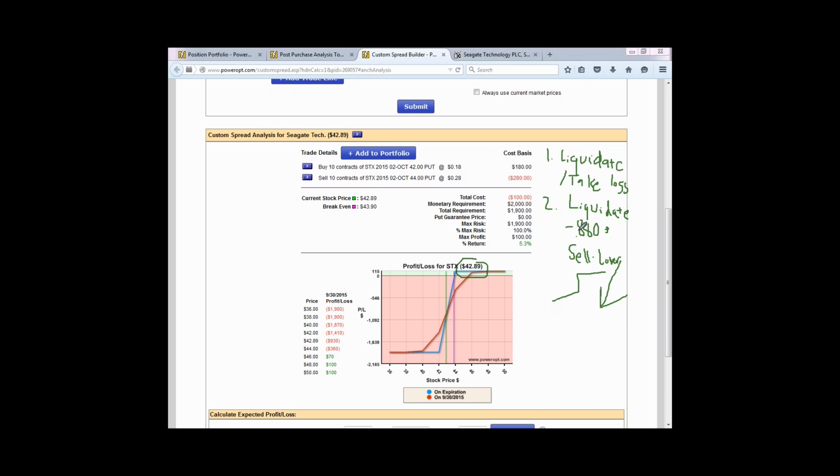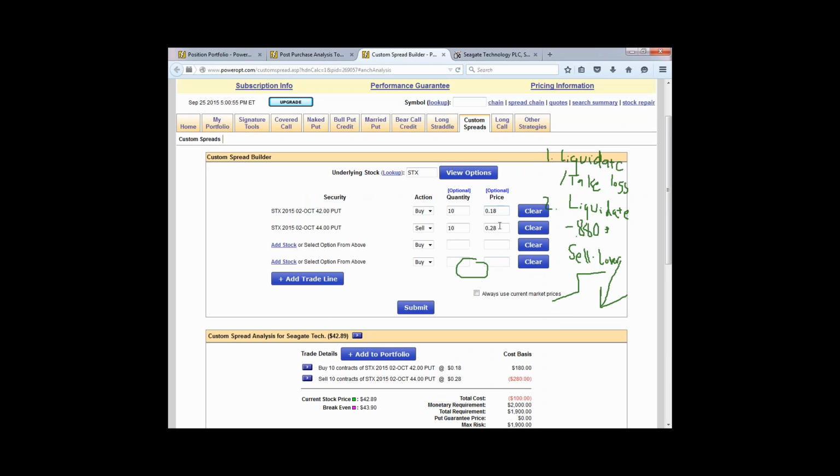Could the stock recover? Absolutely. But I was wrong on the direction of the stock. But let's take a look. Knowing off the top of our heads that if we liquidated right now, we'd have that full loss of $880 on the position. So let me just clear this out. Now let's just quickly look at the options going out in time.